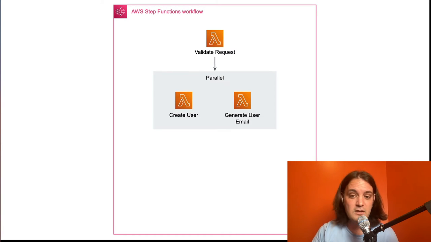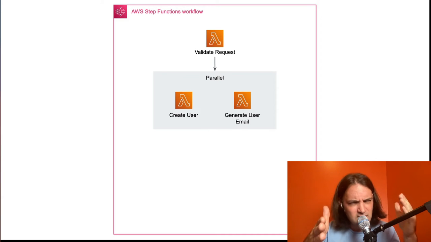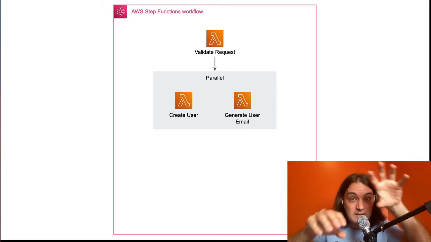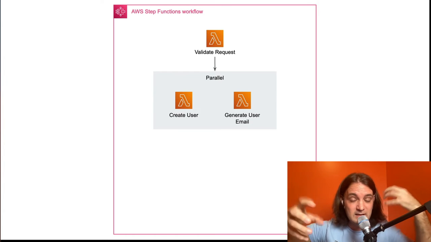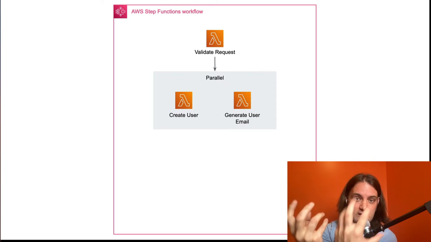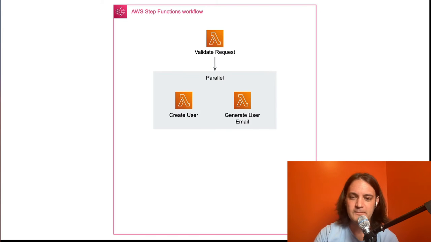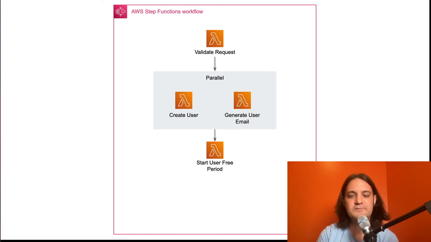So if it's true, that means the event coming in is good for create user to use, and it's good for generate user email to use. That's fantastic. So it's going to run both those functions at the same time. Think like Promise.all. So it's going to give the same event. That's how parallel works. Same event, same input to two different Lambda functions. What they output will be in that array. Just like, remember we saw the user and email, it's going to be an array with those two things. And one can go faster than the other. Doesn't matter. It'll wait for both of them to finish.